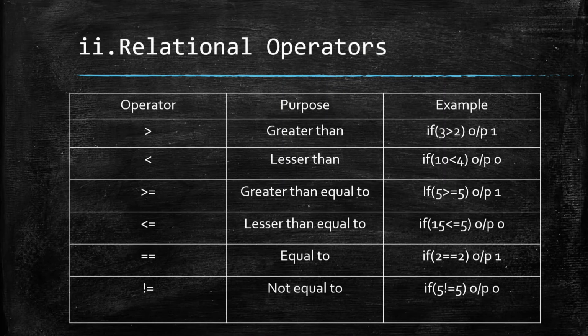Fine, next coming to relational operators. So what are these relational operators? Let's see. Here the output would be in terms of true or false. So if the condition is true, the output would be 1. If the condition is false, the output would be 0. Fine. So let us see.